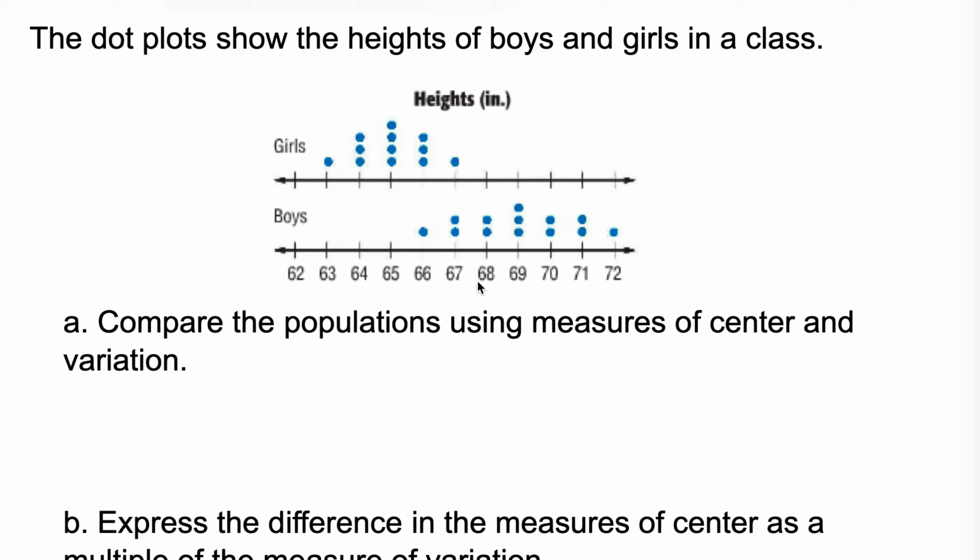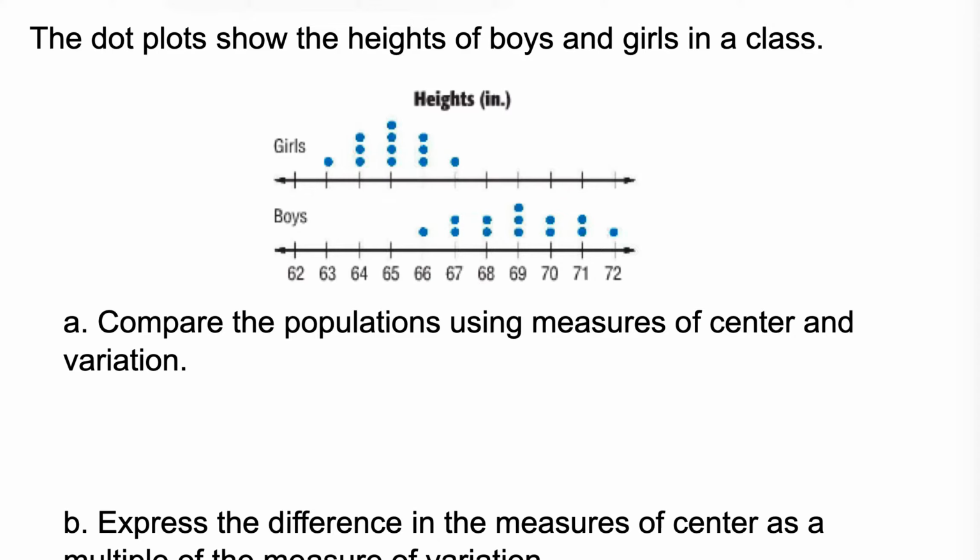Today we are doing 10.7. This is our third and final day of looking at comparing populations. Again, just as a reminder, we're looking at our data sets. We're looking at the graphs to see if they're symmetrical or skewed. If they are symmetrical, we are going to find the mean and MAD to compare them. If they are skewed, then we are going to find the median and the IQR to compare them.